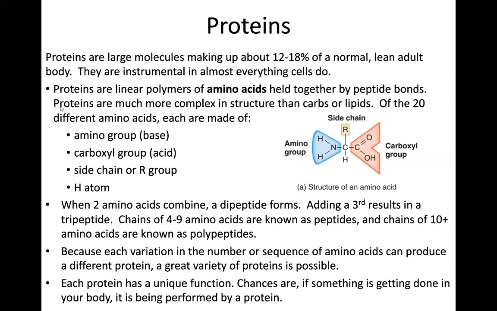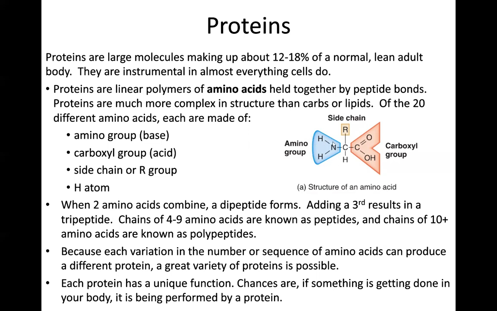Proteins are much more complex, not only in structure, but also in function than carbs or lipids. And there are 20 different amino acids. Each is made up of four major things. At the center is a carbon.